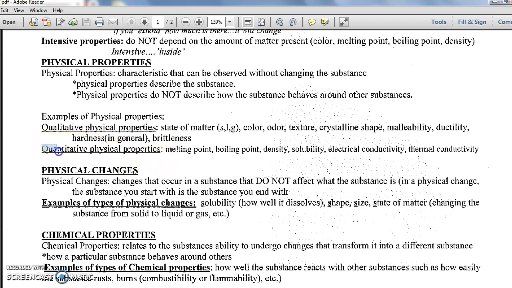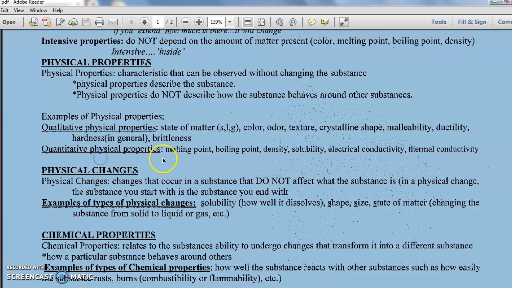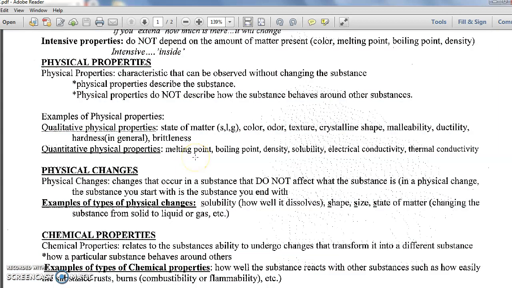Quantitative refers to measuring a quantity. The melting point, the temperature at which a substance melts, you would have to measure using a thermometer. The temperature at which a substance goes from a liquid to a gas is its boiling point. You would need a thermometer. The density is an intensive property, but you have to make two measurements. You need to measure the substance's mass and divide it by the substance's volume.